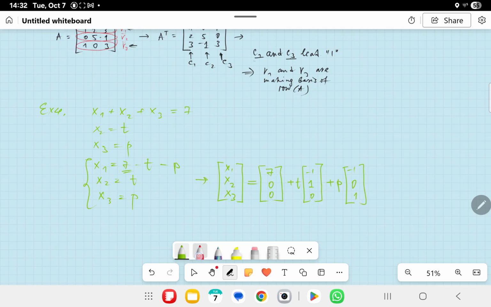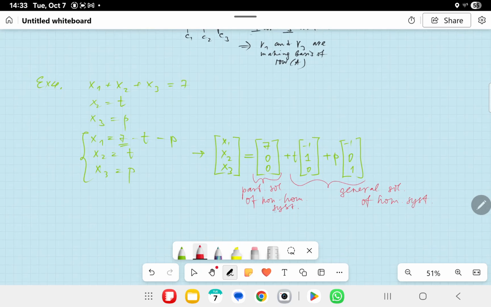So what we see, guys, over here, this is a particular solution of the non-homogeneous system. This is the general solution of the homogeneous system. Well, let's check. Is it a particular solution? A particular solution means that if you plug in 7, 0, 0 instead of x1, x2, x3, you get 7 plus 0 plus 0 equals 7. Yeah, it's a solution. So that's why we call it a particular solution. It's not all solutions, but it's one of the solutions.